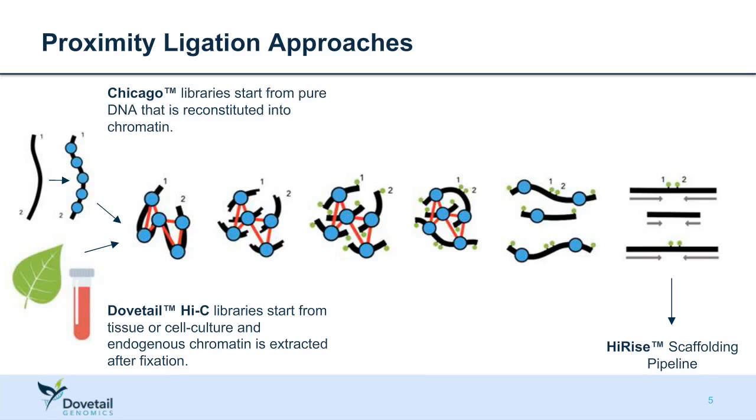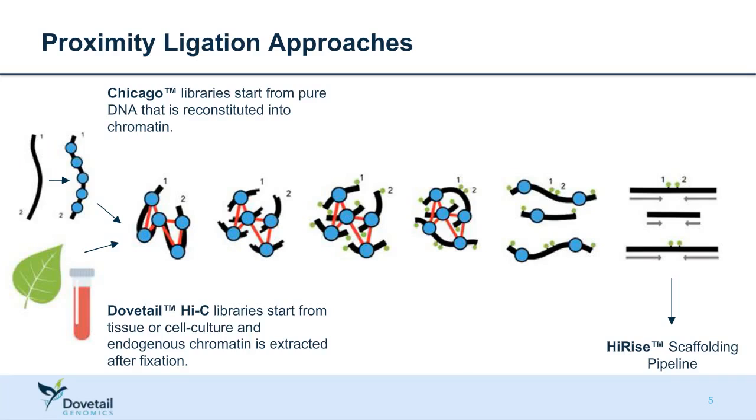With this, we can put it into the sequencer, and we actually sequence both sides, and you can see that we actually sequence very close to location 1 and 2 in your whole genome. And then we put it through HiRISE, and HiRISE is used to scaffold your assembly. And with that, the difference between Chicago and Hi-C, so I've mentioned this whole process, I've just talked about Chicago. So where does Hi-C come in?